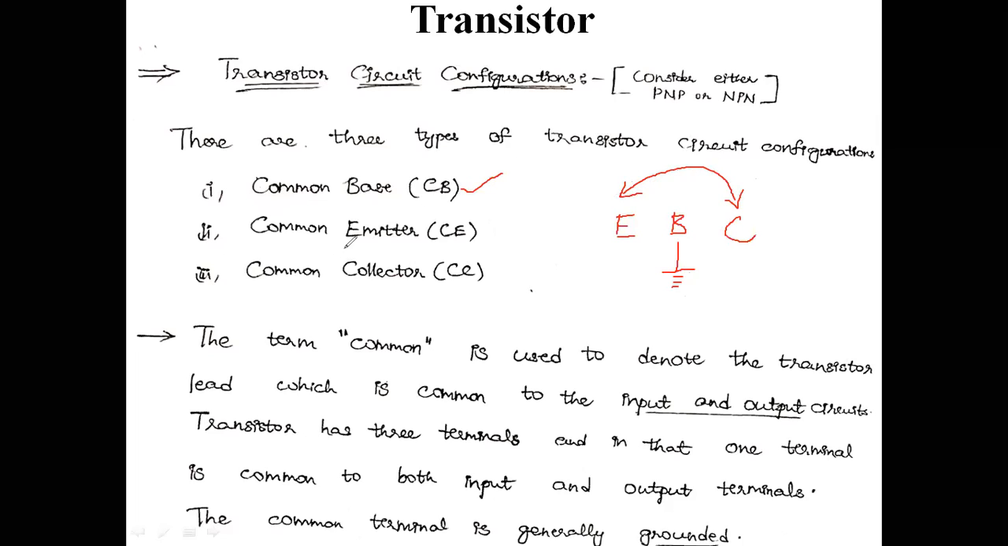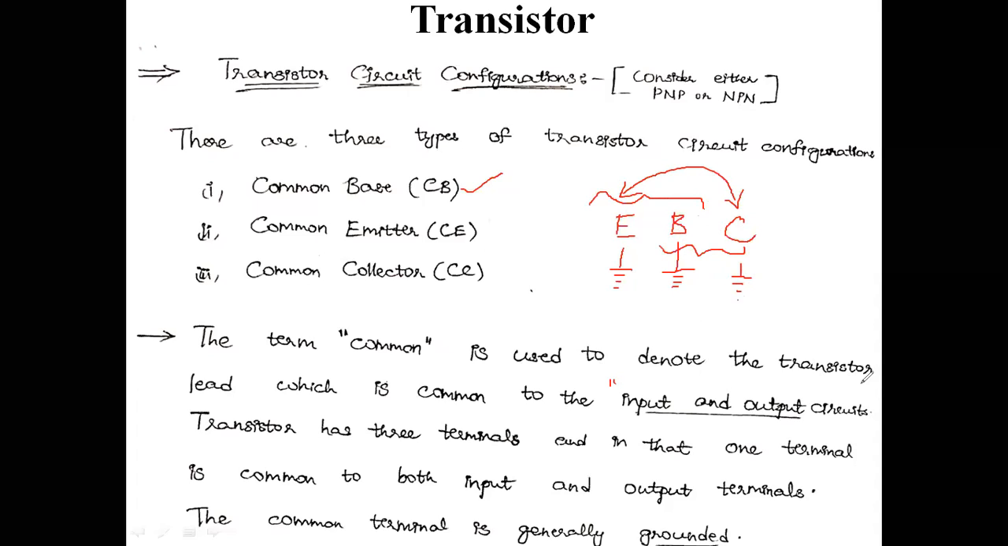Common emitter configuration means the emitter is common between the base and collector. I can treat that configuration as common emitter configuration. Similarly, common collector configuration means the collector terminal is common between emitter and base, and I can treat that configuration as common collector configuration. Simply, the term common is used to denote the transistor lead which is common to the input and output circuits.